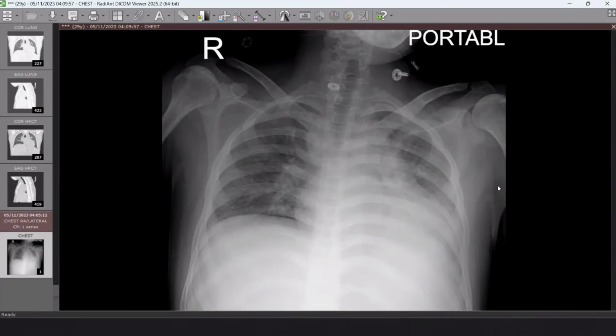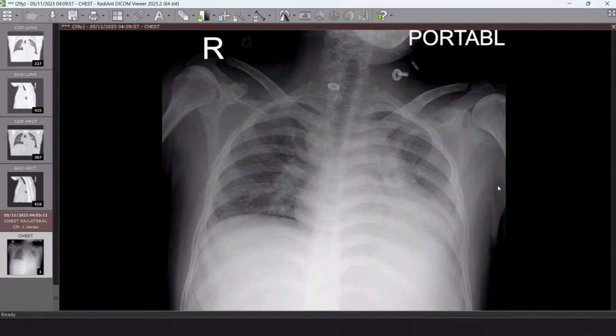So we have left lower lobe pneumonia. Yes, you are right. Very nice. Okay, perfect. What else? Maybe there is left hilar opacity.